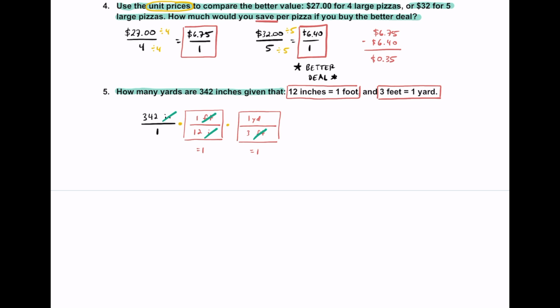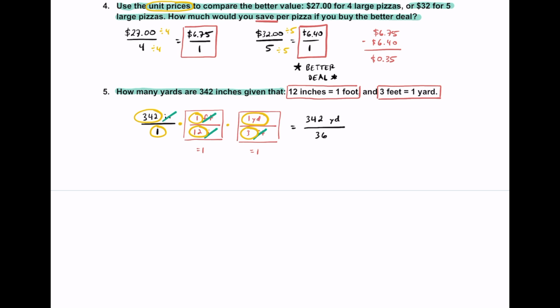Okay, so what's left to multiply? 342 multiplied by 1 is still 342. Multiplied by 1 is still 342. So we're going to have a total of 342 yards on top as a numerator. And on bottom, we have 1 times 12, which is 12, times 3, which is 36, and there's no units down there, so it's just going to be 36. Okay, at this point we have 342 yards, but it's divided by 36, right?